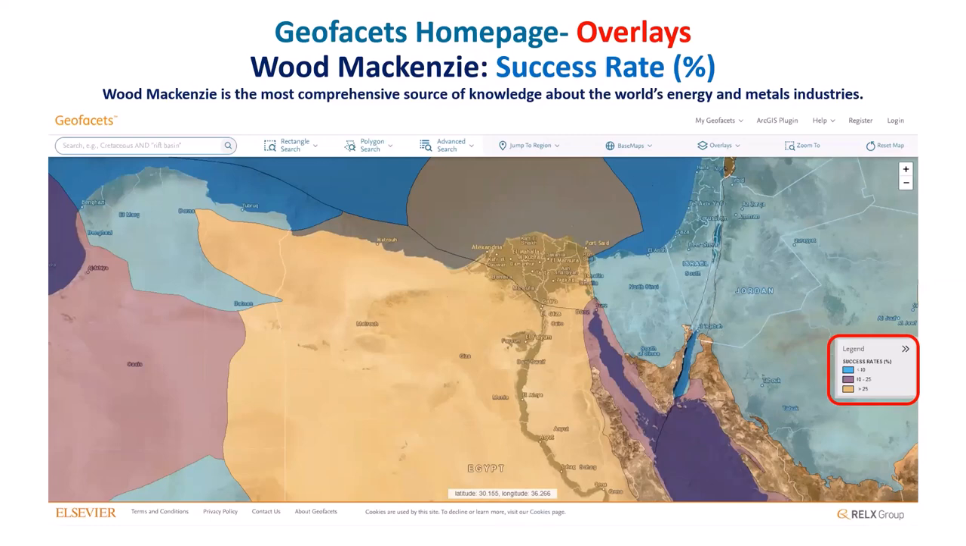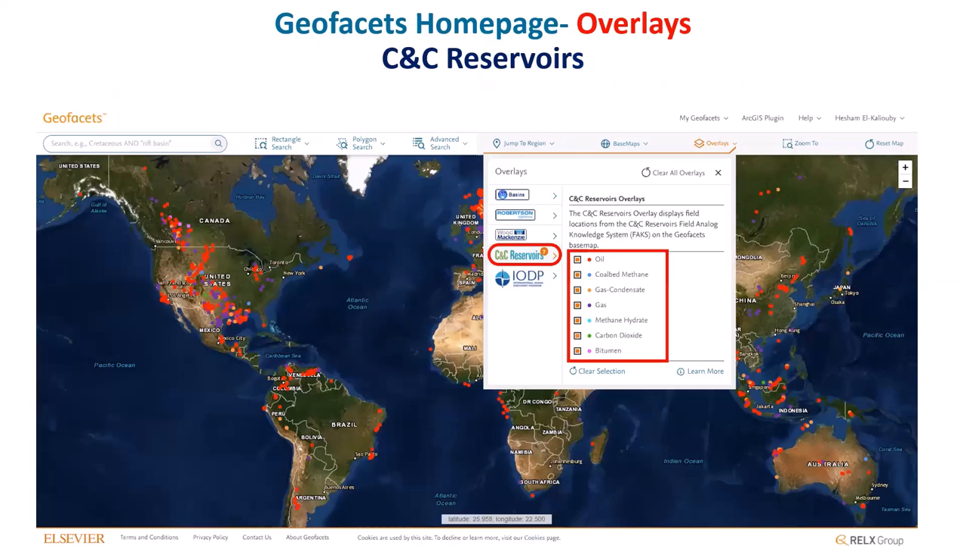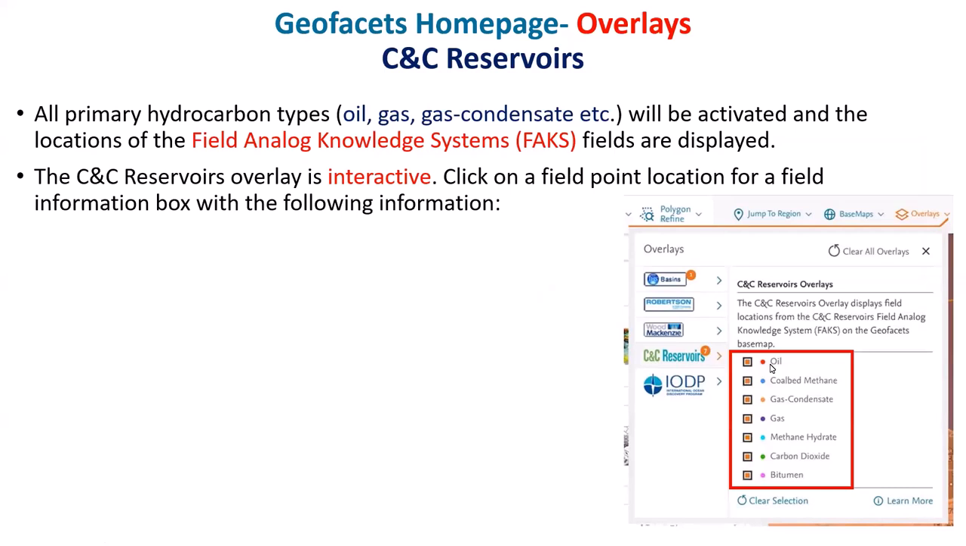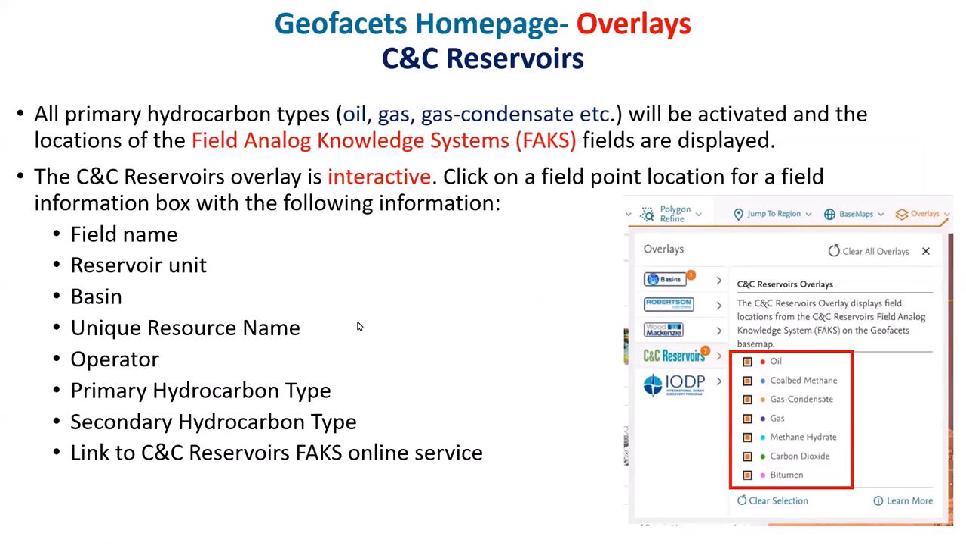For the CNC reservoir, this is again a very important layer. It shows you all the information about fields: oil fields, gas fields, methane hydrate fields, carbon dioxide, bitumen. All of this information can be displayed as dots with different colors. So for CNC, it shows you the field analog knowledge system for oil, gas, or gas condensate in different colors right here. But this is not just a location, this map is interactive, meaning that if you click on any of these color bullets, you can get information about the field name, the reservoir unit, the basin, the operator, the primary hydrocarbon type, the secondary, and a link again to the CNC reservoir field analog knowledge system for more online service and more details as well.